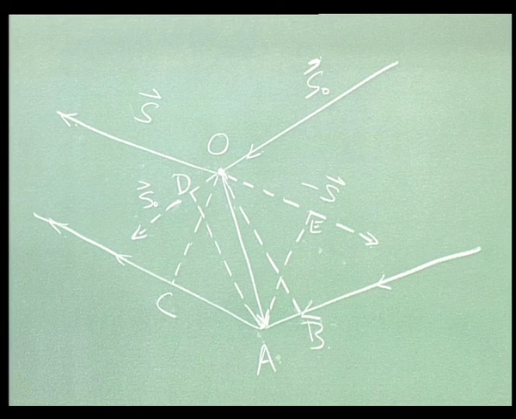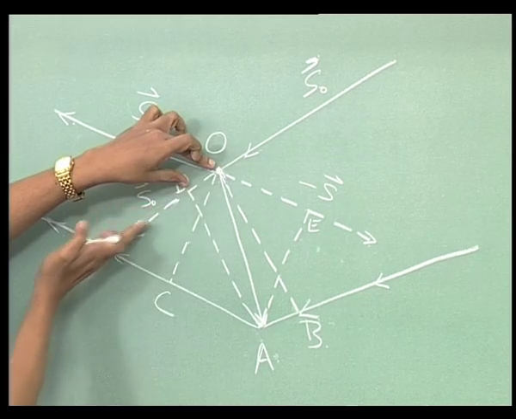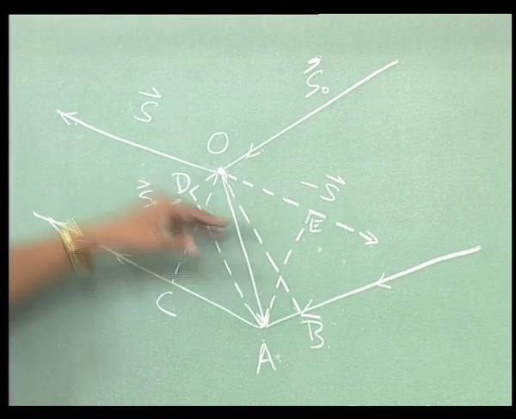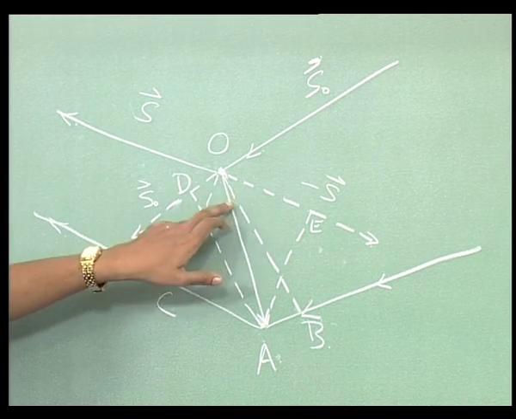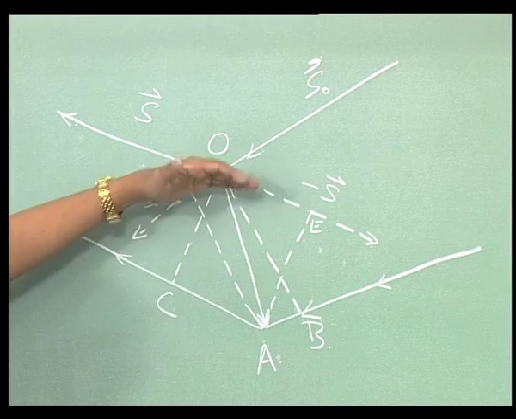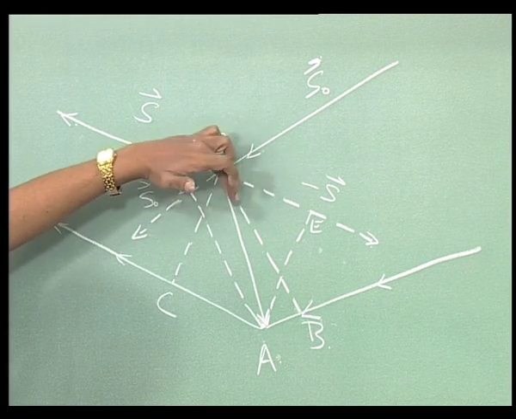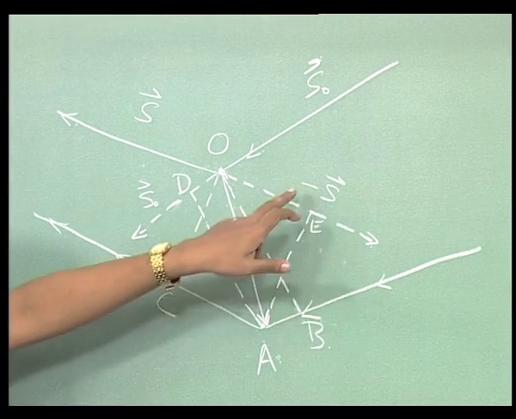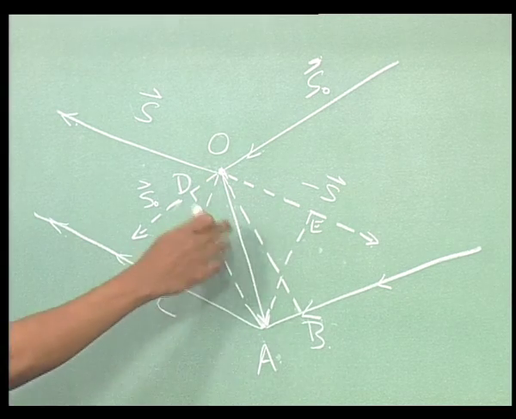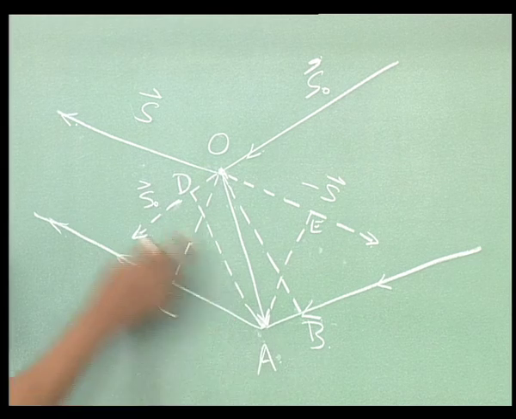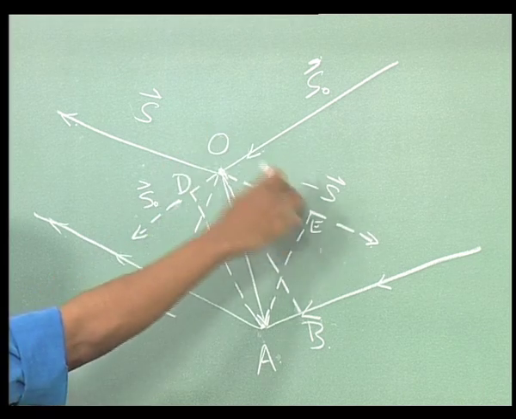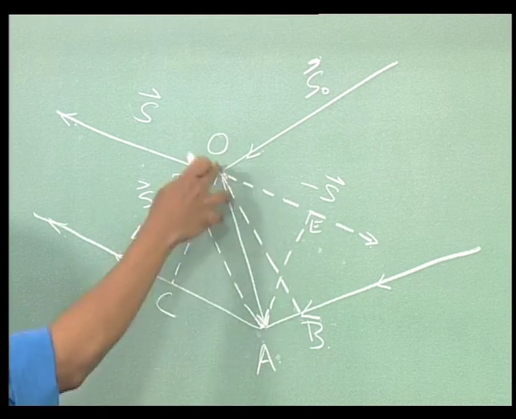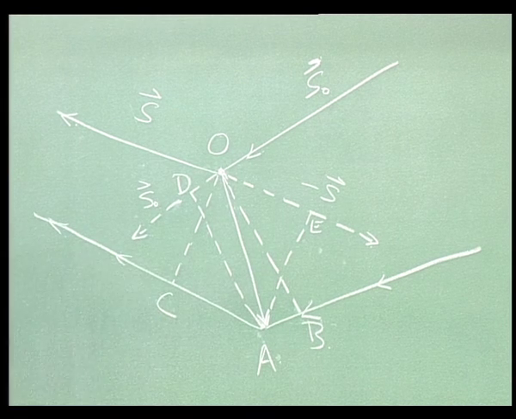If you look at what OD is, it is simply the component of OA along this direction. So there is some angle theta here, so OA cos theta is what OD is, right. There is also a theta here, and OA cos theta with the theta here would give us this value OE. So in other words, OD is the component of this OA along the S naught direction, and OE is the component of the OA vector along the minus S direction.